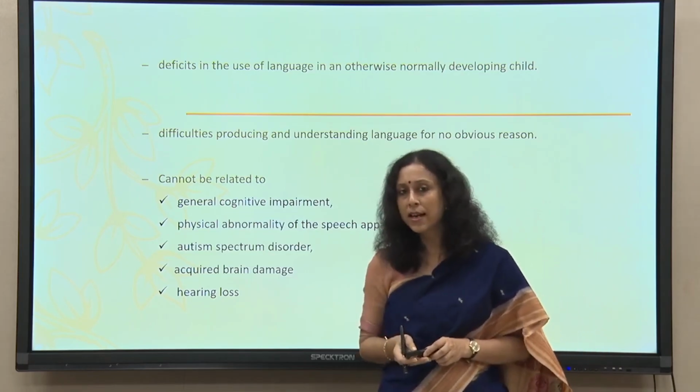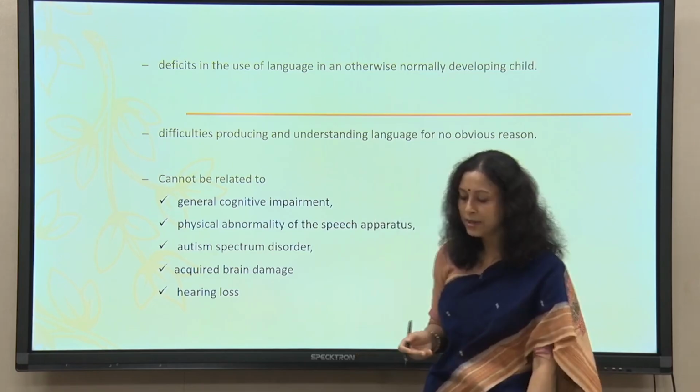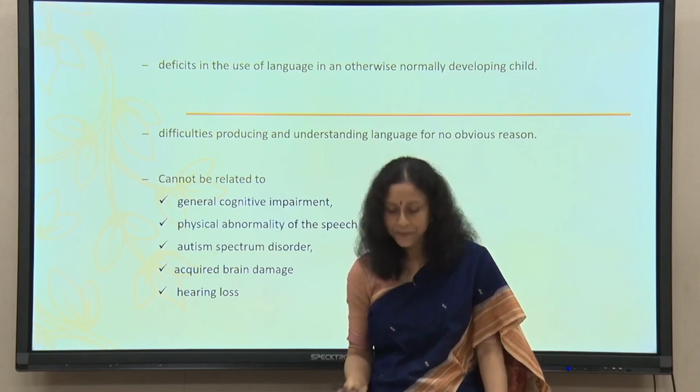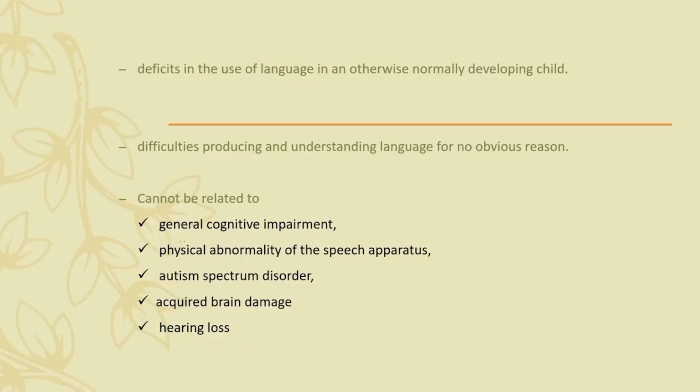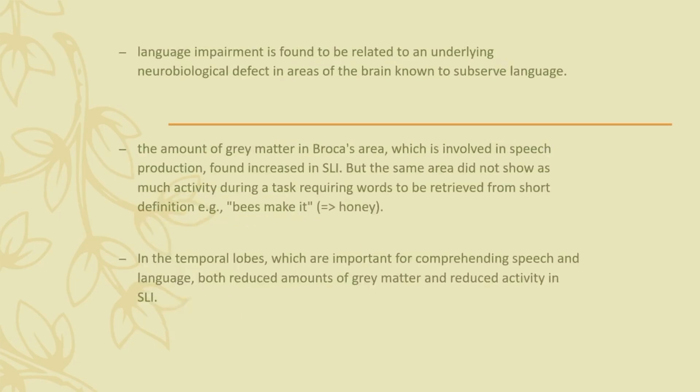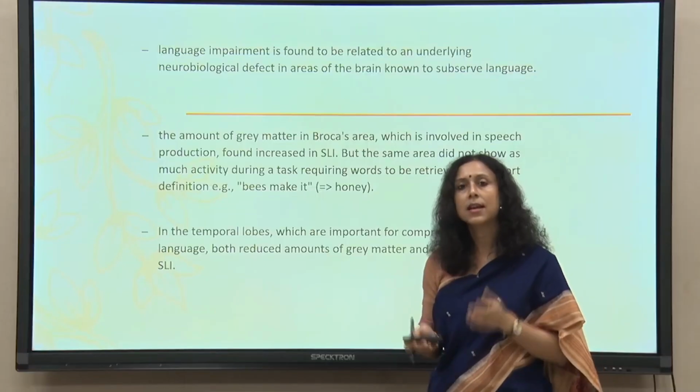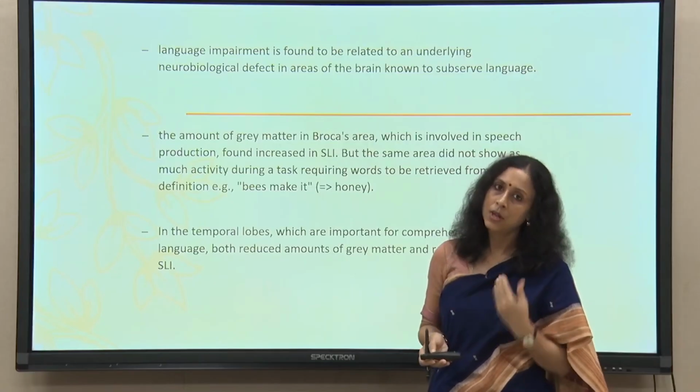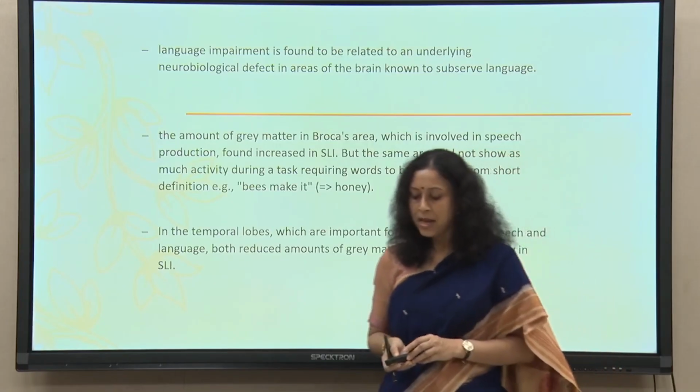Because the child is typically growing, this kind of disorder cannot be related to general cognitive impairment, physical abnormality of the speech apparatus like cleft palate and so on, or developmental disorders like autism spectrum disorder, or acquired brain damage or hearing loss, nothing. None of these problems are associated with specific language impairment. That is why it is called specific language impairment. It is an impairment specific to language.